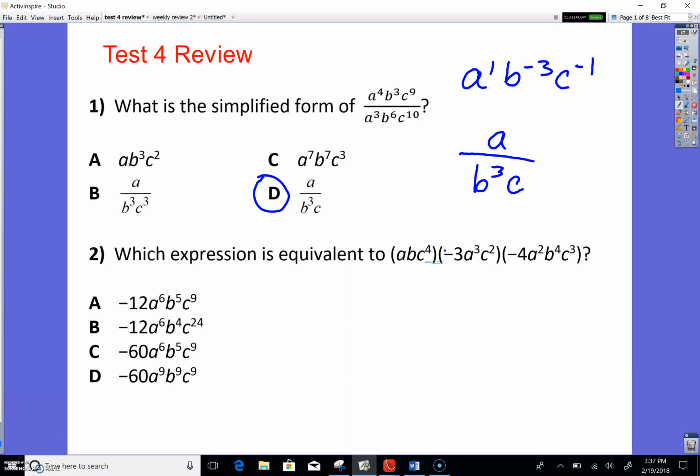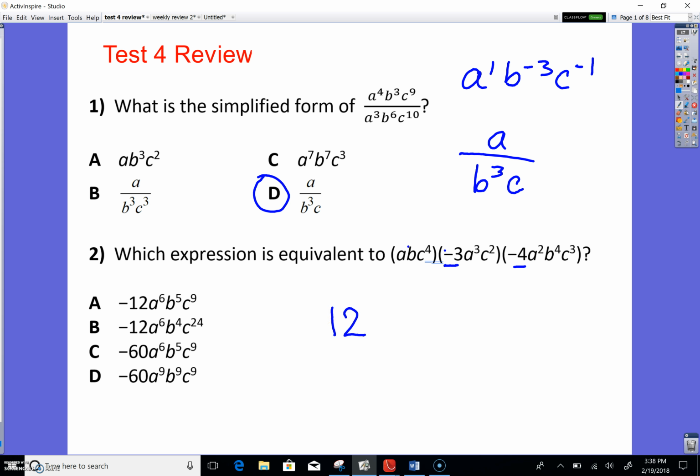Number 2, which expression is equivalent to a b c to the 4th power, negative 3a to the 3rd, c to the 2nd, negative 4a squared, b to the 4th, c to the 3rd. Okay, there's no up and down, so the only thing we're doing is the product rule. There's no number outside the parentheses either. So first I start with the numbers. Negative 3 times negative 4 is 12.